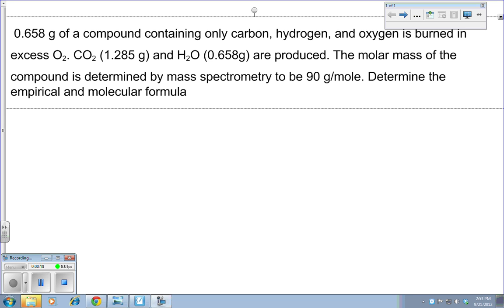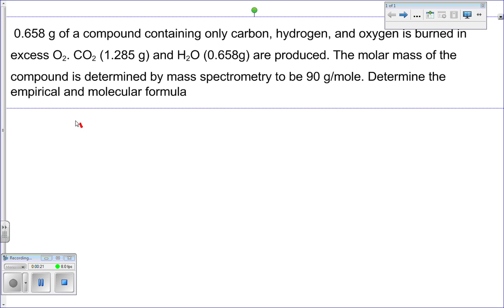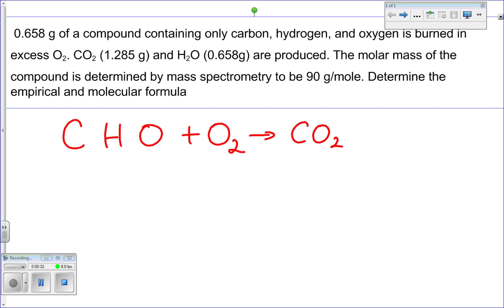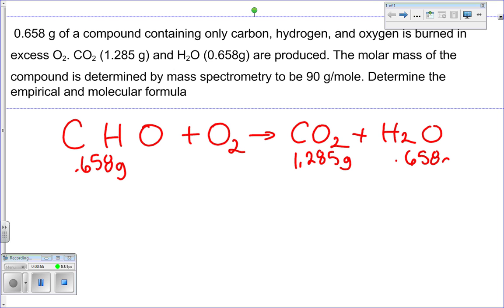We have a compound that contains carbon, hydrogen, and oxygen, and it is going to combust with oxygen to form CO2 and water. The information tells us that this hydrocarbon has a mass of 0.658 grams. In addition, it tells us that our CO2 has a mass of 1.285 grams, and our water has a mass of 0.658 grams. So that is what's produced in this combustion.